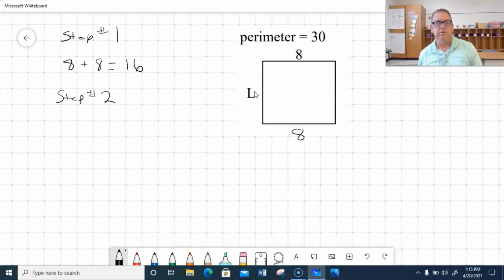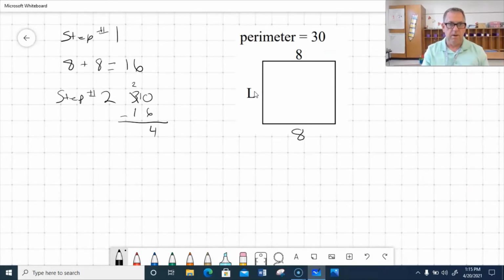Step number 2. Step number 2 is we're going to subtract that sum of 8 plus 8, which is 16, from the perimeter. So we do 30 minus 16. When I do that, I have to regroup. I'm going to take one of my 10s and leave 2 10s. That gave me 10 ones. 6 from 10 is 4, and then 1 from 2 is 1. So we get a difference of 14. Basically that's saying the sum of both these sides is 14.